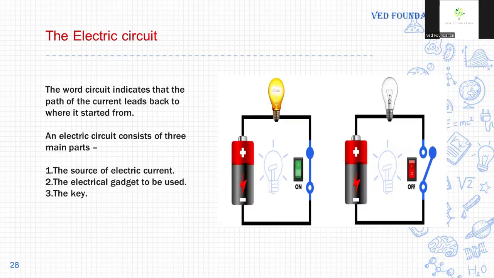An electric circuit consists of three main parts. The source of electric current, meaning battery or cell. Second, the electric gadget to be used, meaning bulb or any gadget. And third, key or switch.